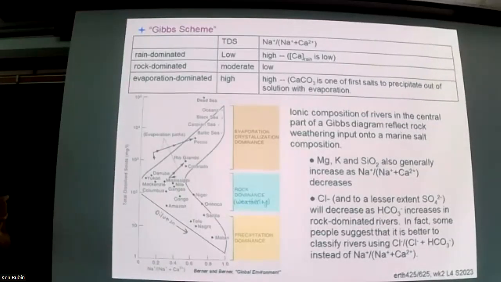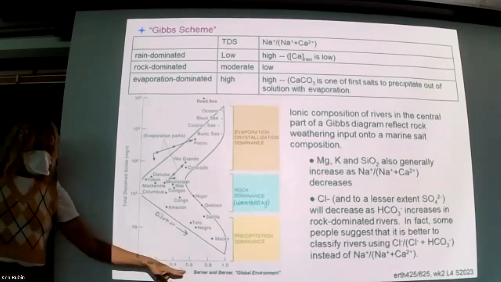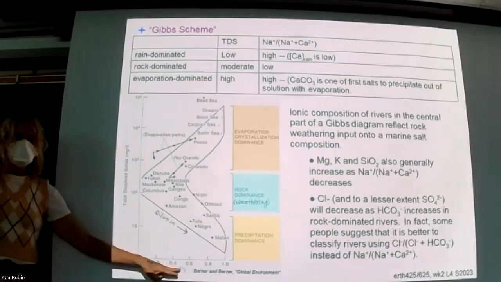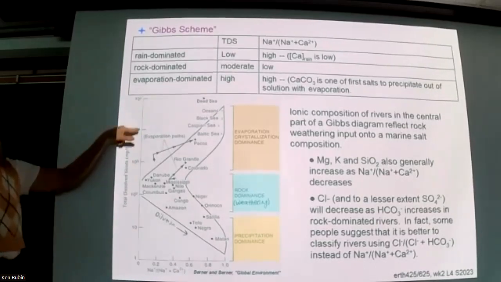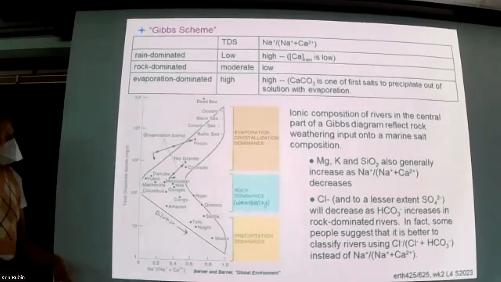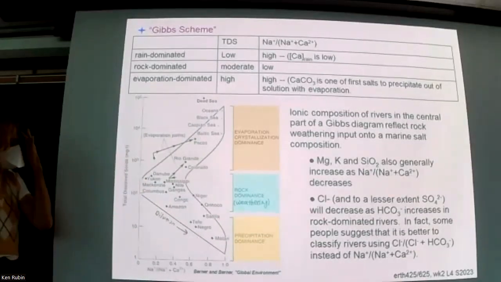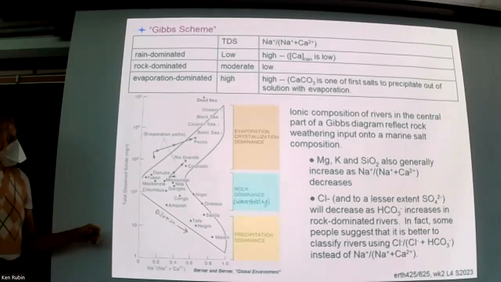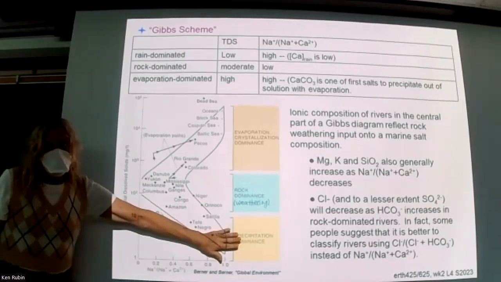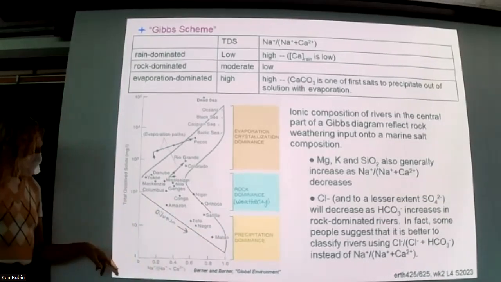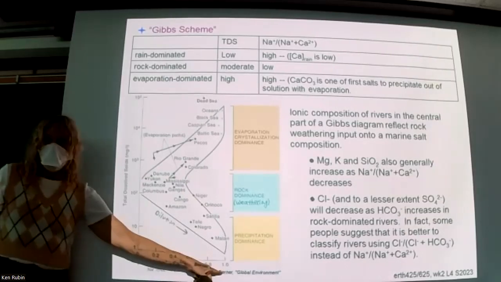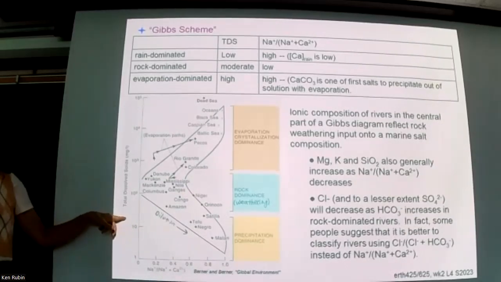So this is the first watershed classification scheme. It's called the Gibbs scheme. And it's got two things. It's got a mole fraction here of sodium over sodium plus calcium. And it's got total dissolved solids, right? And so it's divided up. These are just the names of some rivers that kind of fit into these systems into three fields: a precipitation dominance field, which has a relatively high amount of sodium and low total dissolved solids.